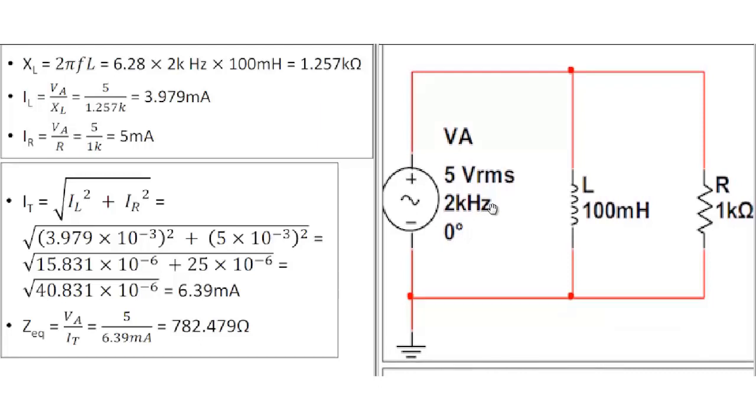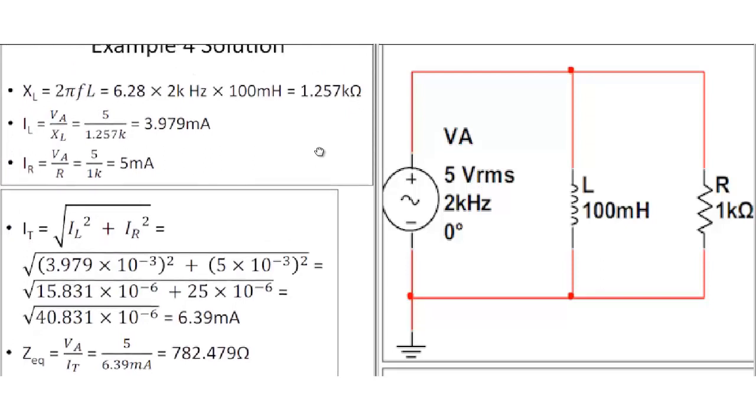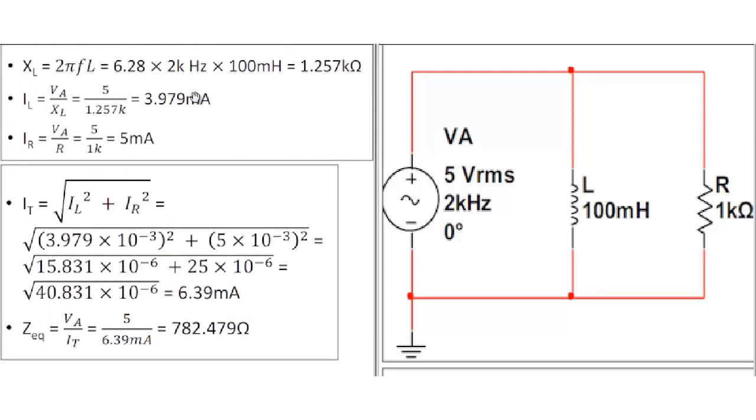It doesn't matter how you express the output voltage, whether it's peak voltages, peak to peak, or RMS, as long as you maintain a consistency throughout. So on the left, the first thing you do is find the inductive reactance using the formula 2 pi FL. You plug in your values for the frequency F and the inductance L, and you get 1.257 k ohms.